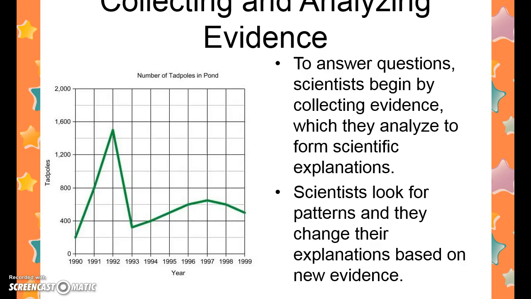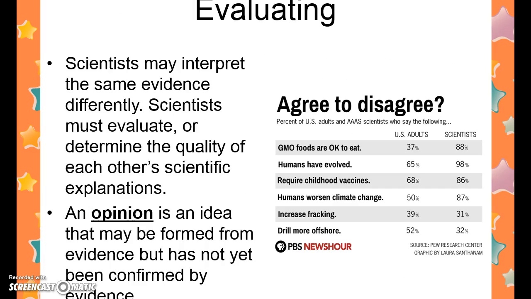So we would have went back and looked at that data from that year to find out what caused that occurrence. Having it graphed like that makes that pattern or that evidence really easy to see. All right, so this is important to understand that scientists interpret the same evidence differently. This happens because of political, social, all kinds of different reasons. So scientists have to evaluate and determine the quality of each other's scientific explanations.